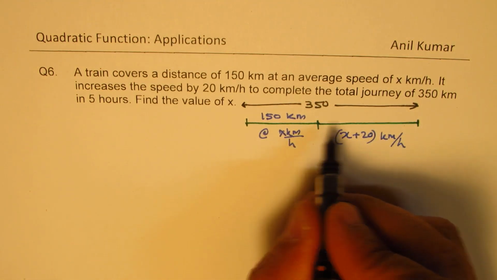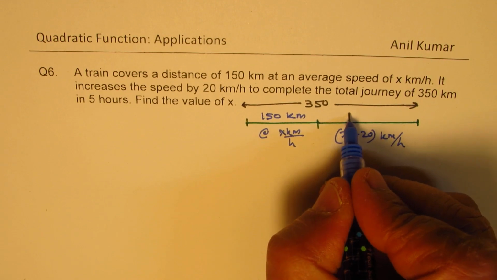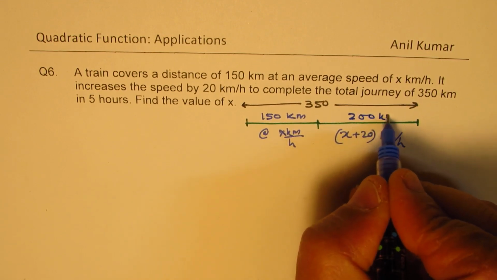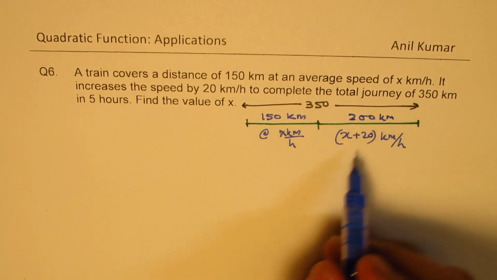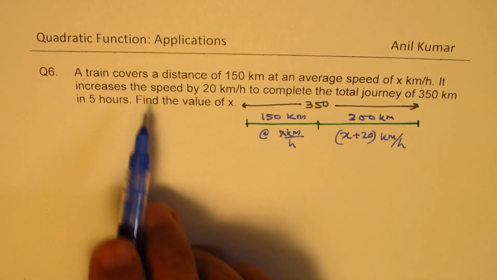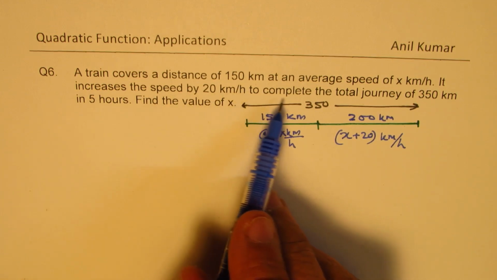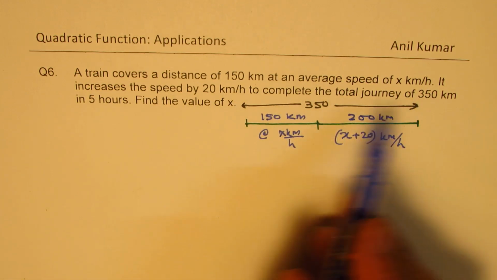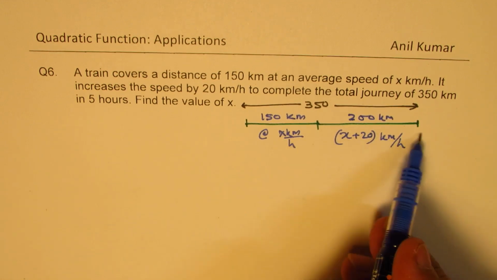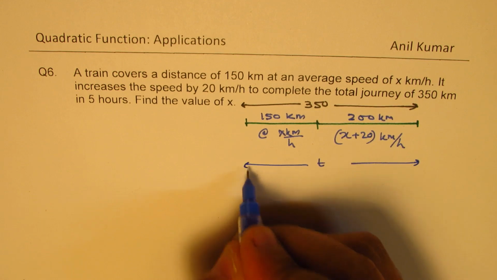But that is the speed in the later part. Okay, so this distance is how much? 350 minus 150 is 200. Okay. So the balance 200 kilometers is traveled at that speed. Right. So it increases the speed by 20 kilometers per hour to complete the total journey of 350 kilometers in 5 hours. So total time is t. Do you see that part?